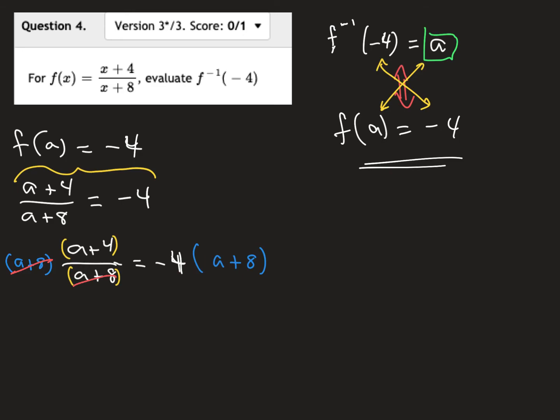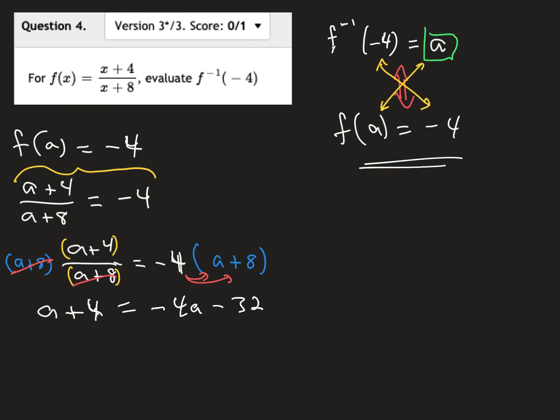And so what I have left on the left side is A plus 4. So it's left after the canceling happens. On the right side, I have -4 times A plus 8. So I can distribute this. I'm just going to distribute that -4 through the parentheses, and I'll have minus 4A minus 32.